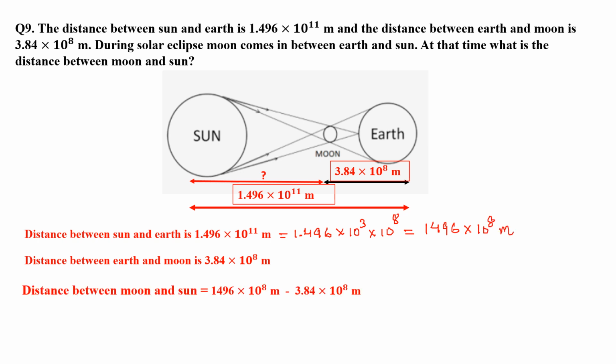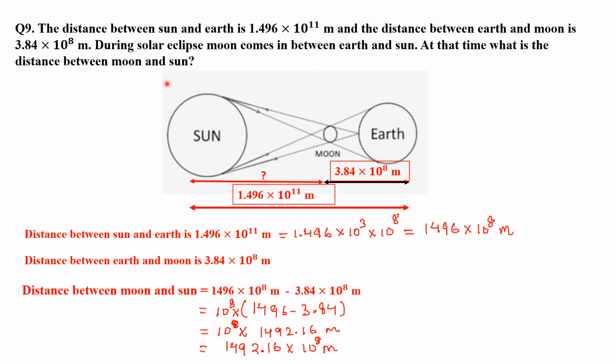And now I can easily subtract. If I subtract it, I can see that 10 to the power 8 is common. So I will take it out, and then it will be 1496 minus 3.84. And if you subtract it, you will get 10 to the power 8 into 1492.16 meter. So this will be your answer.